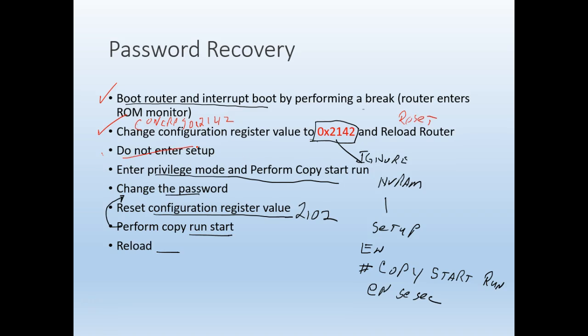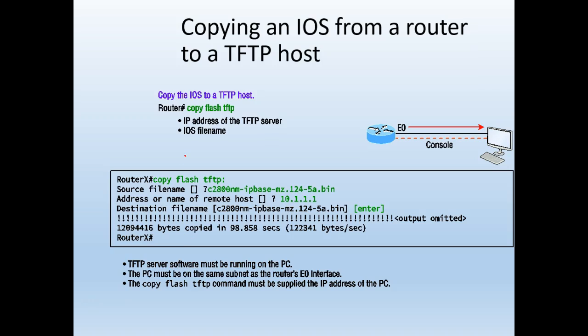We did not enter setup mode. We said no. We did enable, and then we copied start run, to get the startup configuration with the old password into the running configuration. We changed the password, copied. See, this reset the configuration register. The way we did it, you need to do the copy run start first, because we had to restart it. Before you reload, be sure that you have saved what you just changed. Otherwise, you're going to do it all over again.